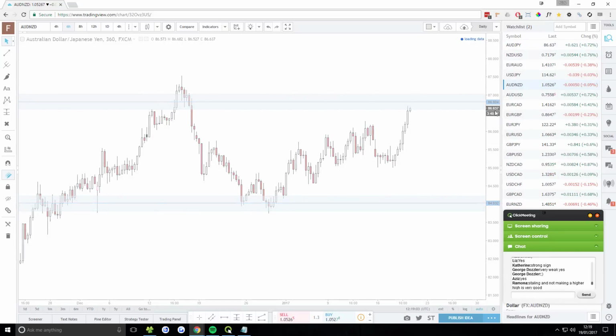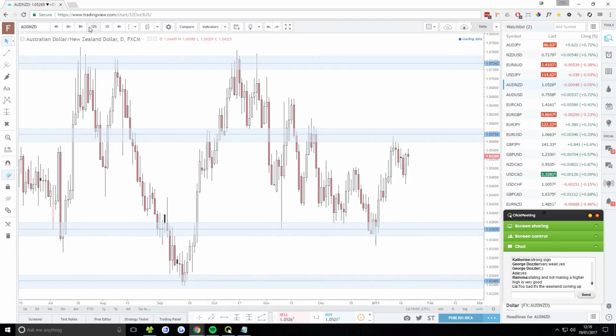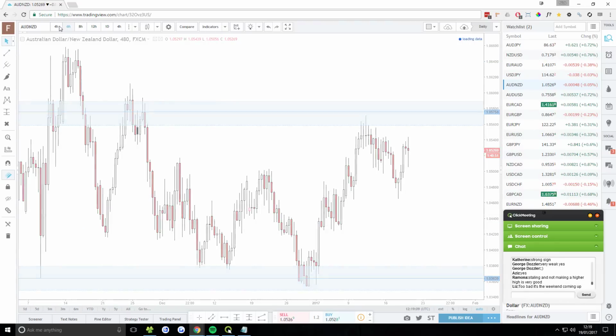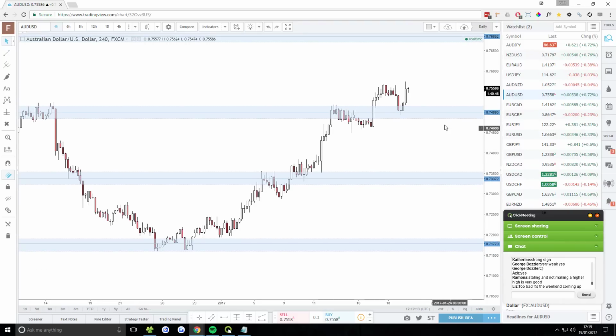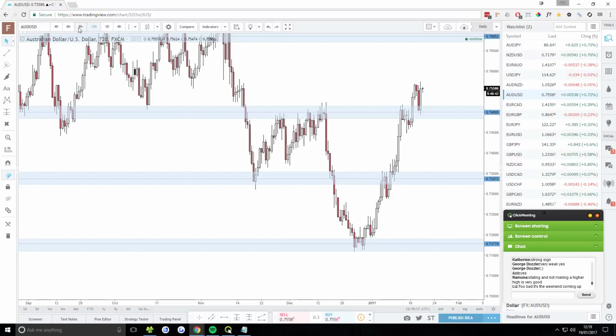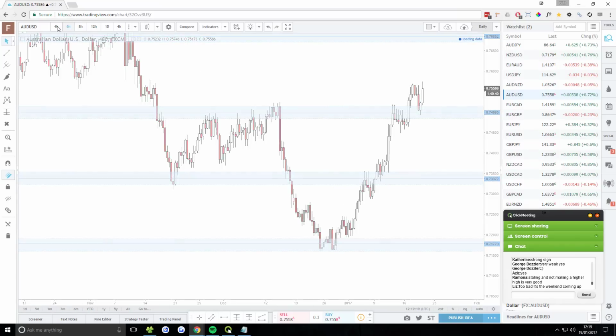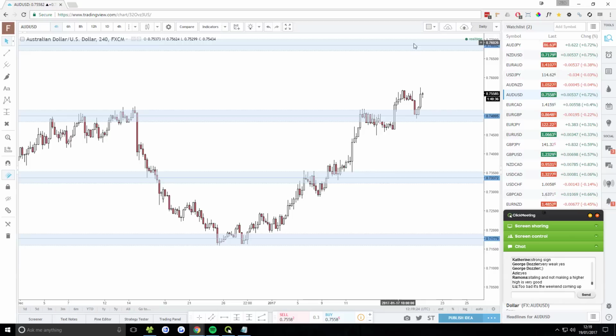AUD New Zealand, let's see what's happening here. All right, AUD New Zealand is in between 2 support resistance areas, so nothing much going on. AUD USD, and nothing much happening here. Who entered the AUD USD long, by the way? It happened overnight on the 4 hour. This one here, it was a continuation reversal.